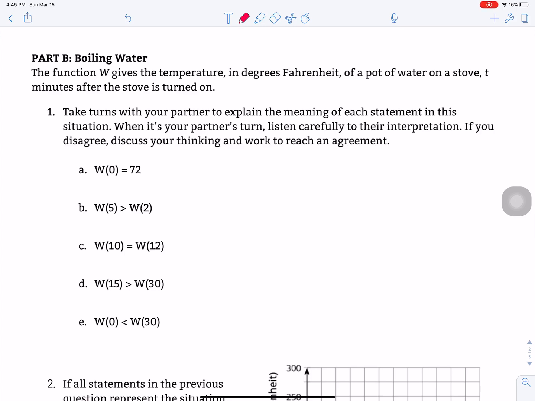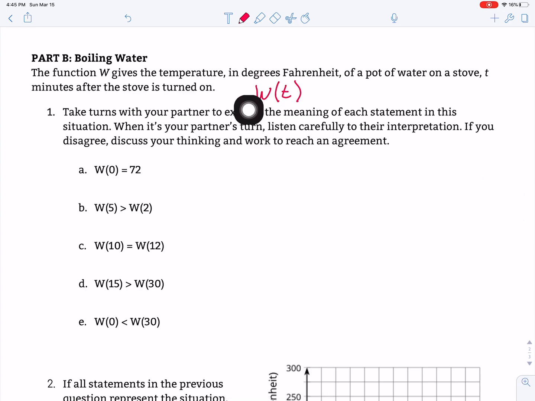All right, we're on day 2, part 2. So that second part of our pages, we're looking at some boiling water. We have a function W, and really we're just picking whatever letter we want, probably because it stands for water. It gives the temperature in degrees Fahrenheit of a pot of water on a stove T minutes after the stove is turned on. So we are looking for W of T.